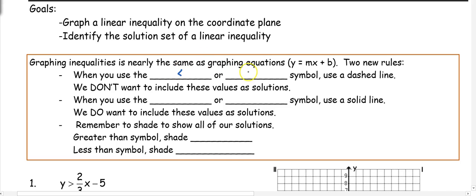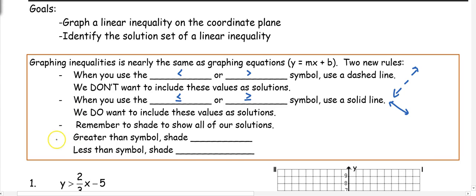If we have a less than symbol or a greater than symbol, we're going to use a dashed line. We want to use a dashed line because we don't want to include these values as solutions, just like we would leave an open circle on a number line. When we have less than or equal to or greater than or equal to, we are going to use a solid line because we do want to include these values as solutions, just like when we use solid dots on the number line. And then remember, we need to shade all of our solutions because there are multiple points that will work to make the inequality true.